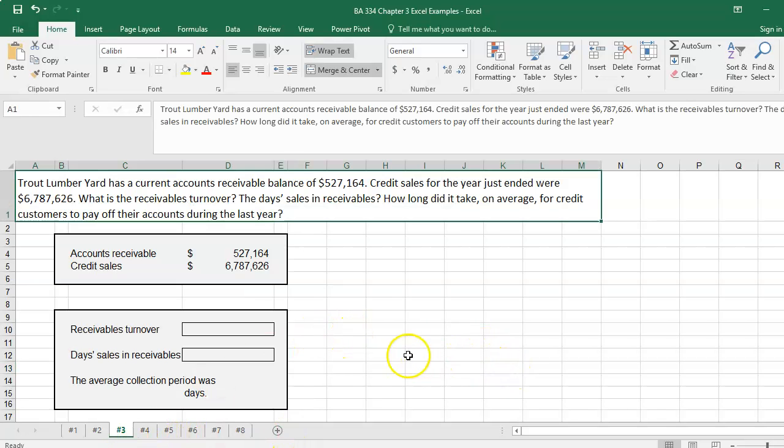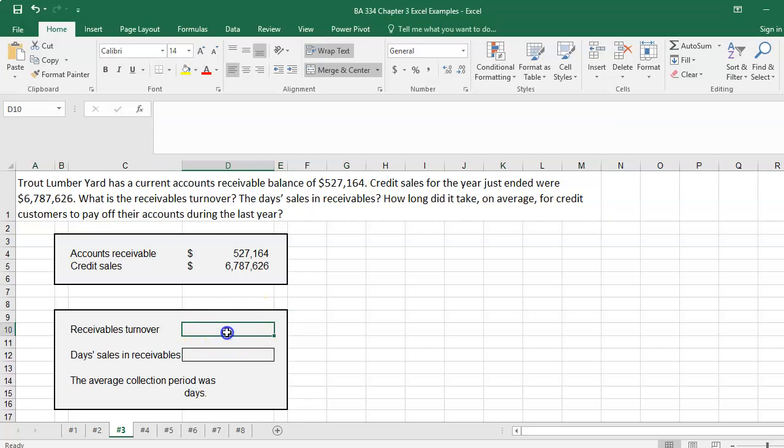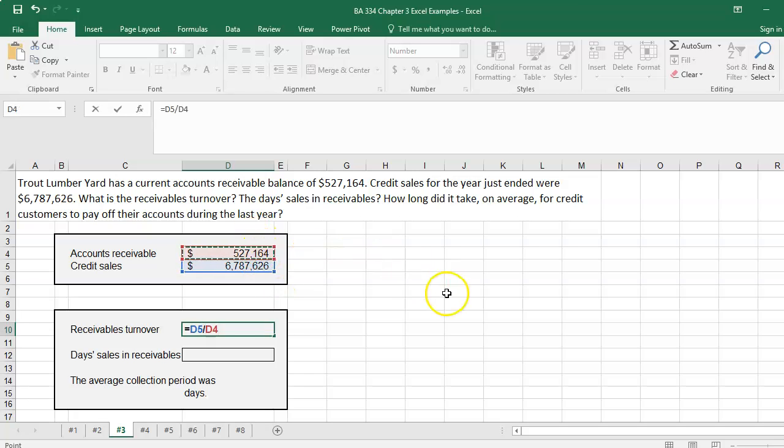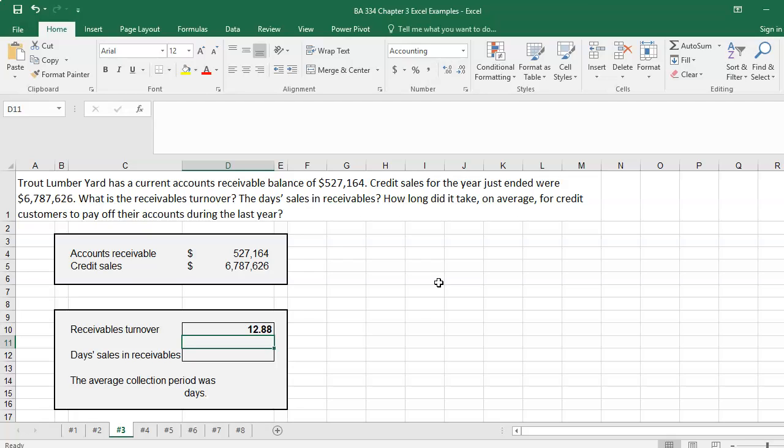In our third example, we are looking at receivables information. So the first is the receivables turnover. Receivables turnover is calculated by taking credit sales and dividing by accounts receivable. So we divide credit sales by accounts receivable. We get a value of 12.88. This means on average, our accounts receivable is turned into cash 12.88 times per year.